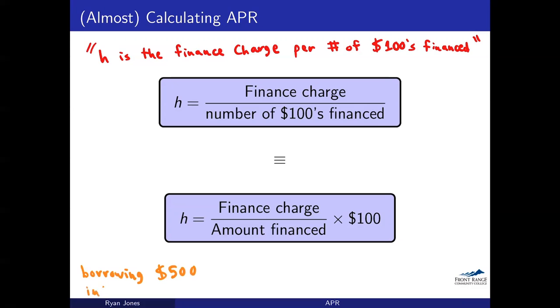And let's say that my interest was equal to $300. So they're going to add $300 of interest because I'm borrowing 500. So in effect, I'd have to end up paying back 800 in total. But if I'm borrowing $500, then we could actually calculate H, the finance charge. It's going to be that interest divided by the number of hundreds that I'm borrowing, which in this case is just 5 because I'm borrowing 5 of those. This gives me 60. And that right there is a really high number in the case of H.